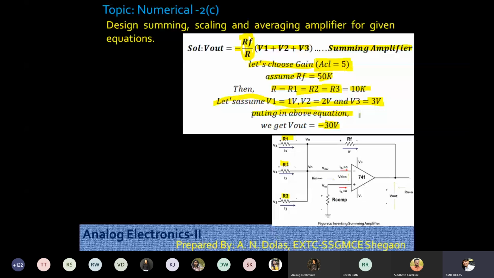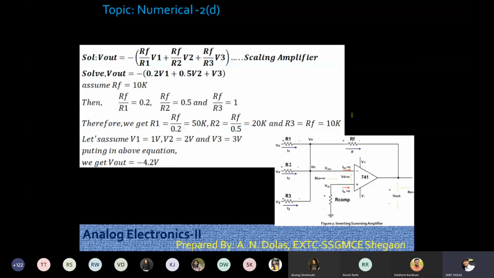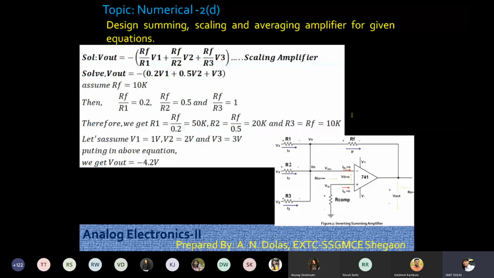So here summation and amplification, two operations are performed together. That's why it is called a summing amplifier. And the last one is to design a summing, scaling, and averaging amplifier for a given equation. The last task was a scaling amplifier because we are putting an individual scaling factor to V1, V2, and V3.